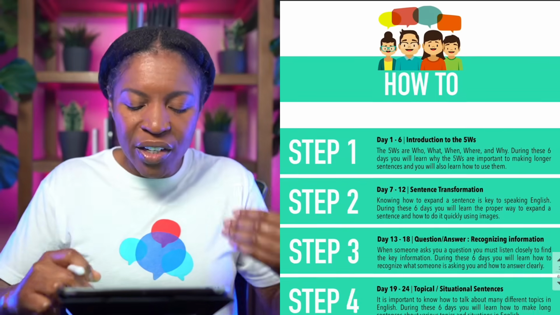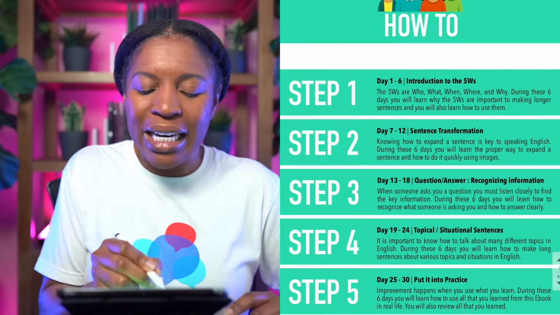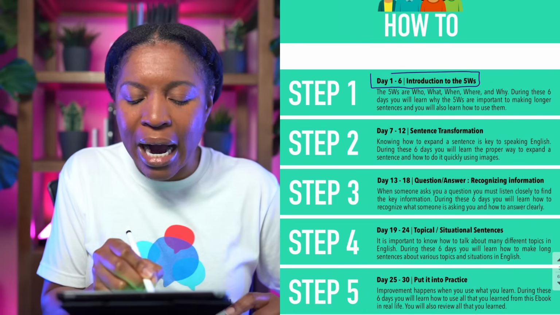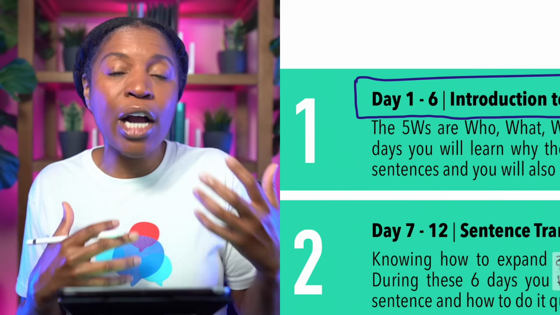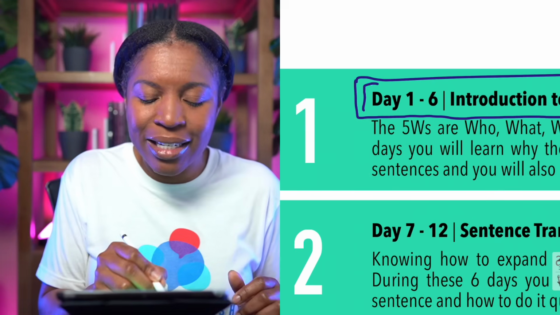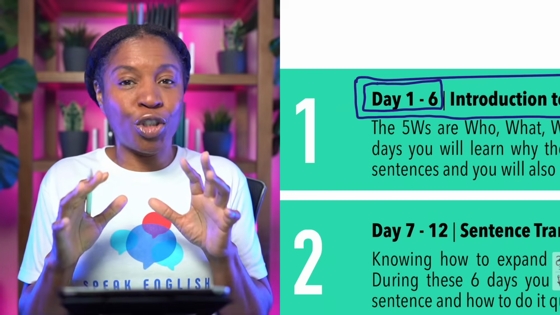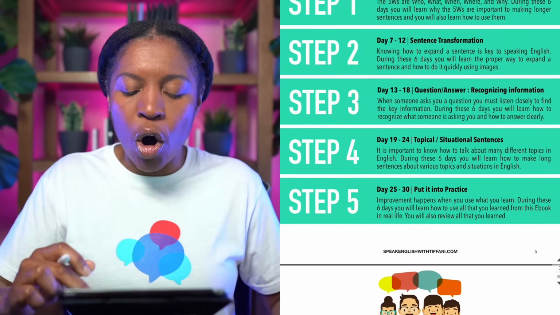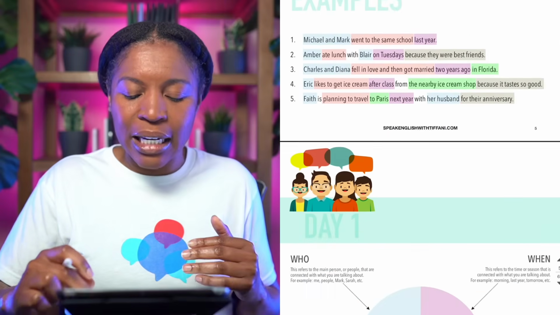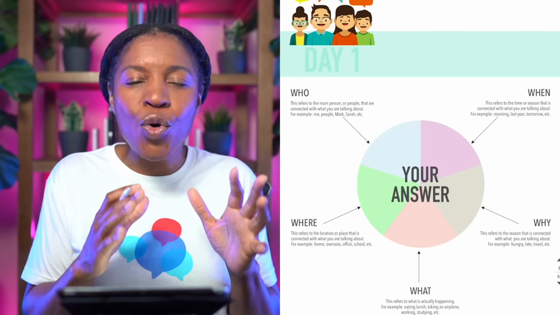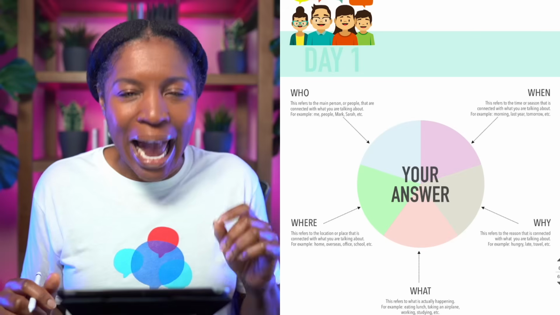And part 1 of this series is all about the introduction to the 5 W's. And I'm going to help you understand the 5 W's and why they are important using a 6-day plan. So I want to make sure you have your notebook out. You are taking notes as we go through this lesson because it's going to change your life. So step 1 is all about the 5 W's and understanding them. Looking at day 1, we have the who, what, when, where, and why.